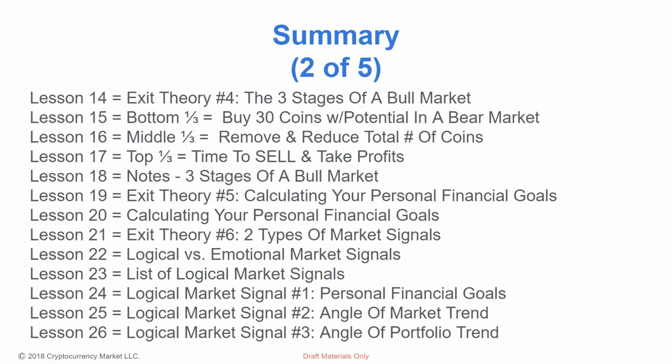In exit theory number 4, I talk about the 3 stages of a bull market. The bottom 1/3 where we buy the coins with potential in a bear market, and in the middle 1/3 where we remove and reduce the total number of coins that we have, and then the top 1/3 where it's time to sell and take profits on the coins.